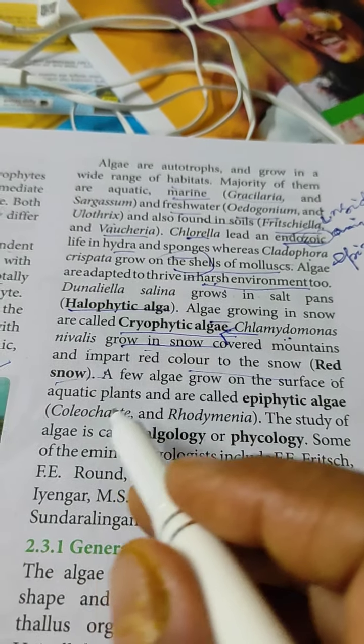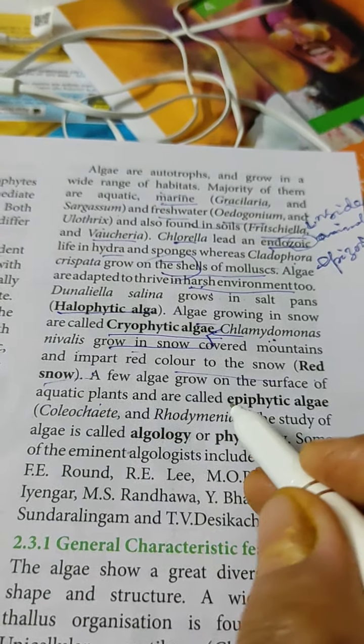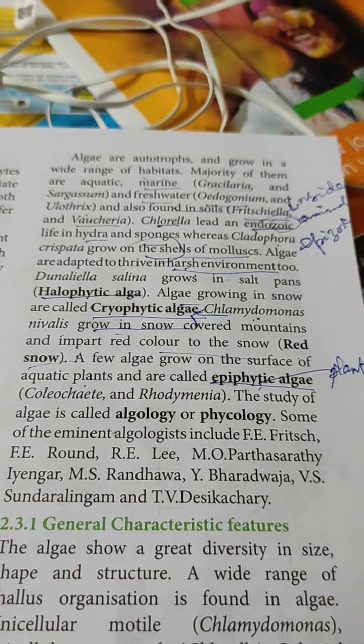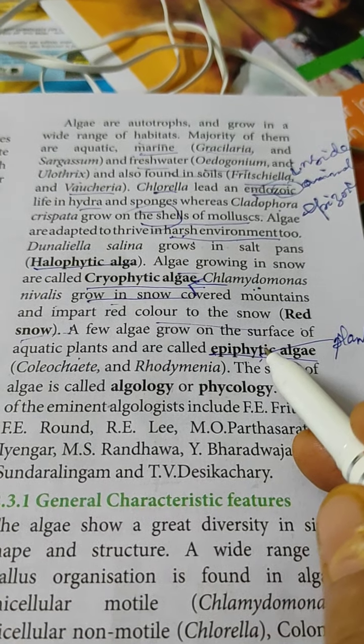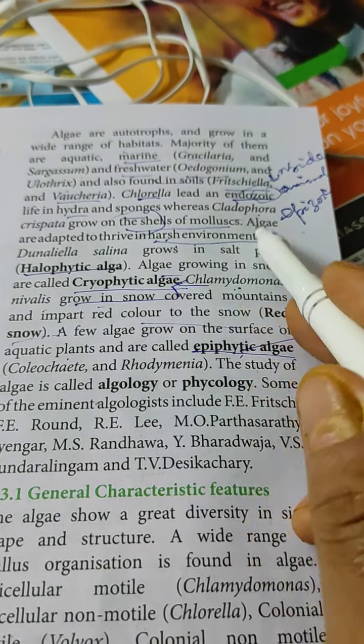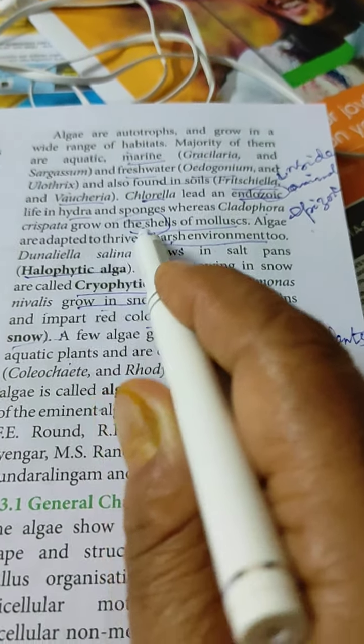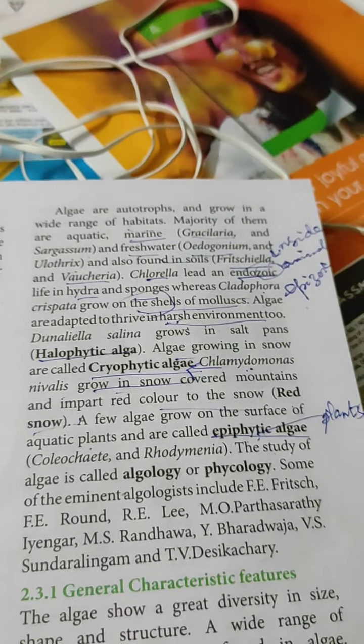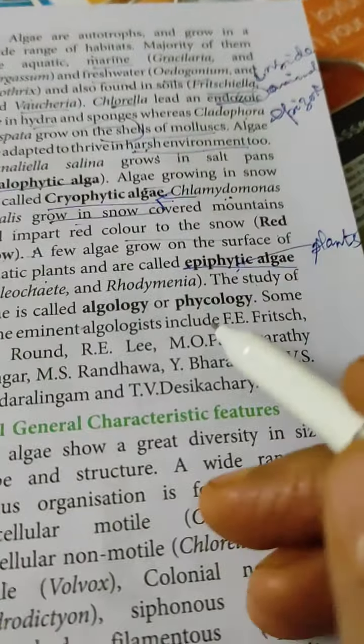A few algae grow on the surface of aquatic plants and are called epiphytic. Zoic means animals. Phytic means plant. Epi means what? I told just now. Epi means above. On other plants, epiphytic. Here I told epizoic, on the animals. Inside the animal's body means endozoic. It's like that, epiphytic: on the other plants, when algae are growing, they are called epiphytic algae. Coleochaete, Rhodymenia, these are the examples.